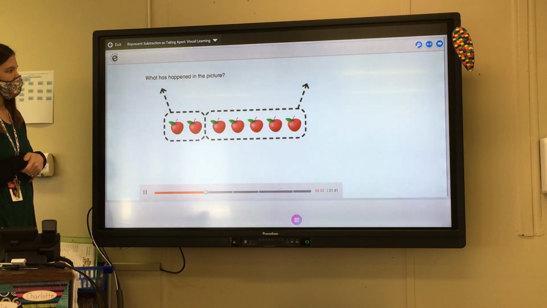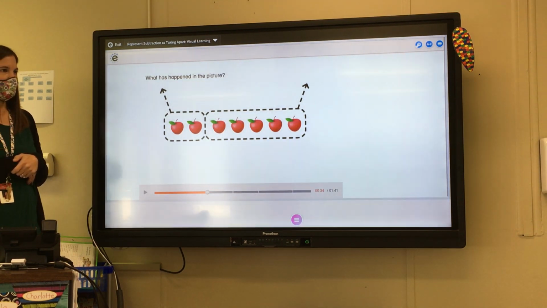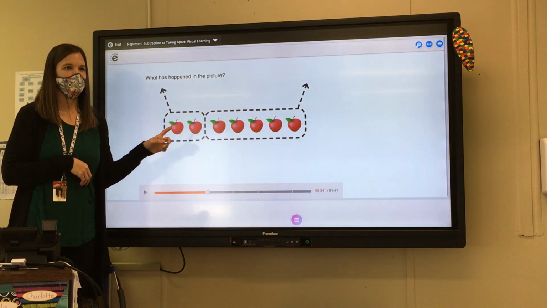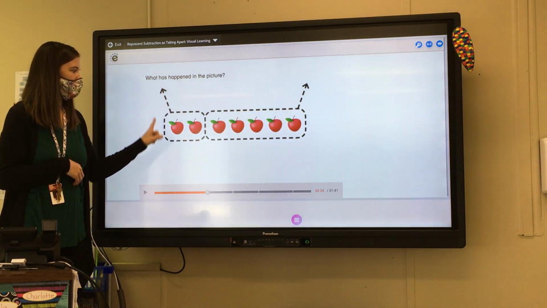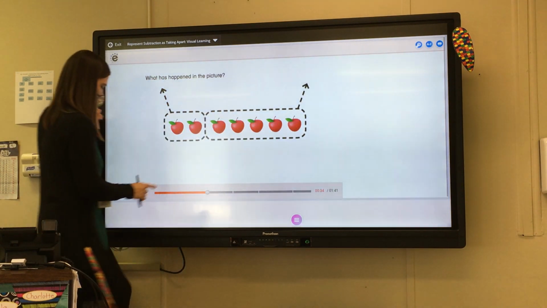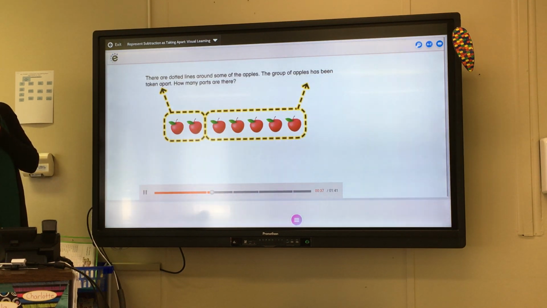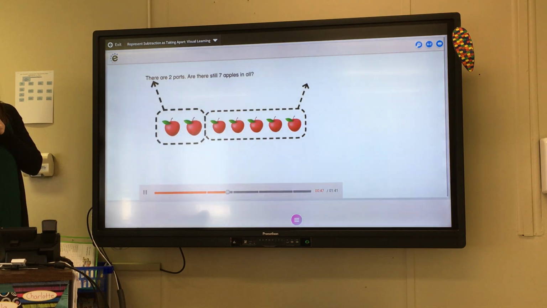What has happened in the picture? They separated them. They drew a circle around this part. They're drawing arrows, right? There are dotted lines around some of the apples. The group of apples has been taken apart. How many parts are there? There are 2 parts.